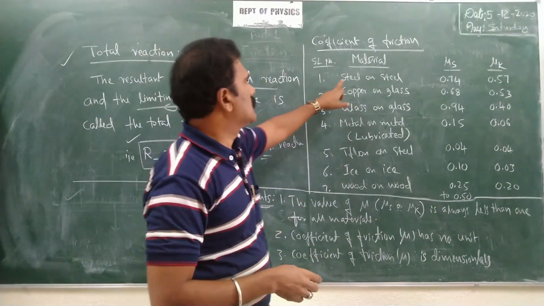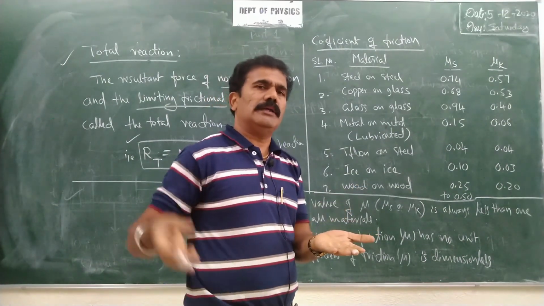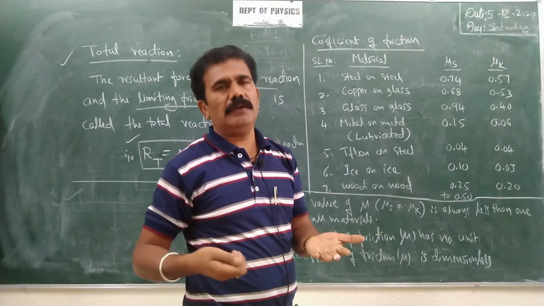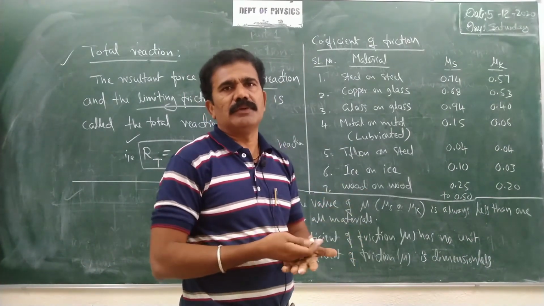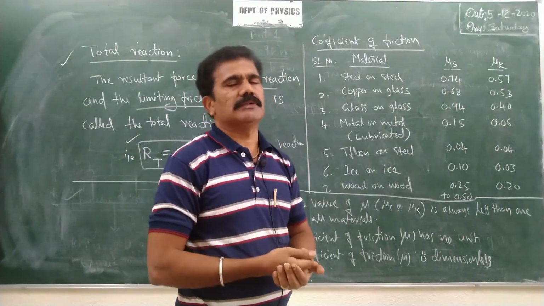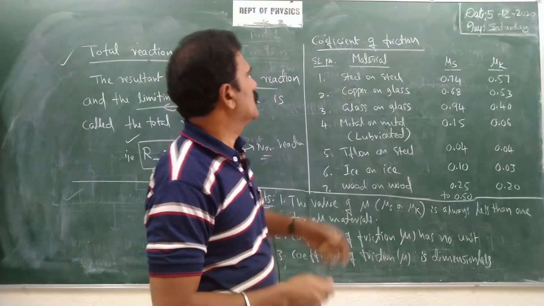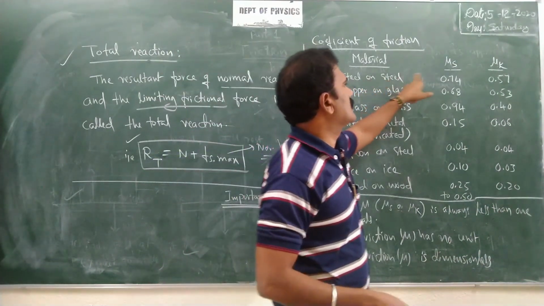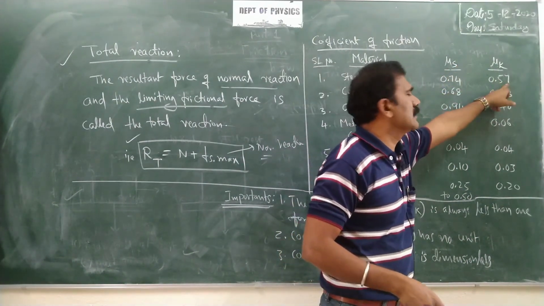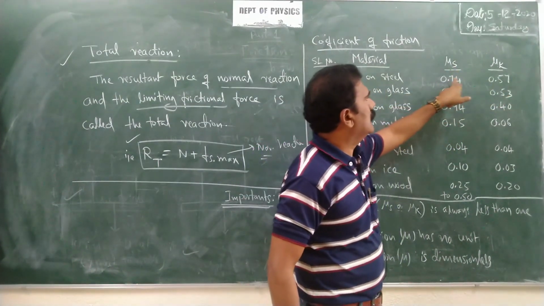See, a few of the examples I mentioned here. Just go through that. Steel on steel. Assume that there is a steel material and over that another steel block is kept, and you are trying to pull it, and a frictional force is created between the two surfaces in contact. So what is the coefficient of static friction or coefficient of kinetic friction? The experimental observation for steel on steel is μs, coefficient of static friction, is 0.74 whereas μk is equal to 0.57.